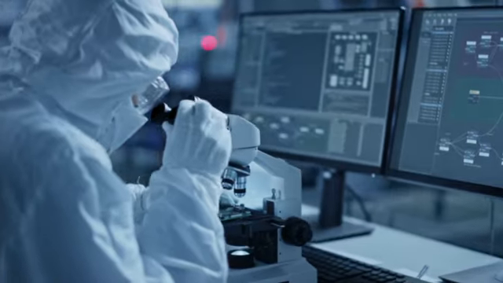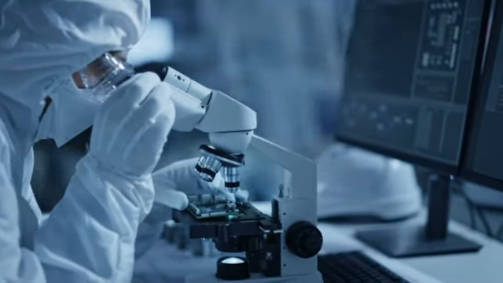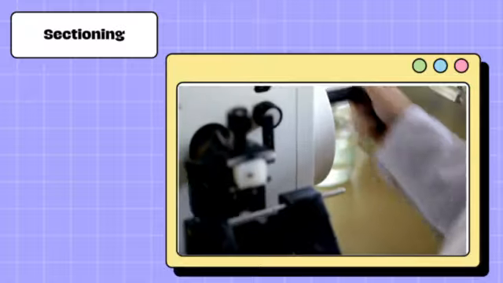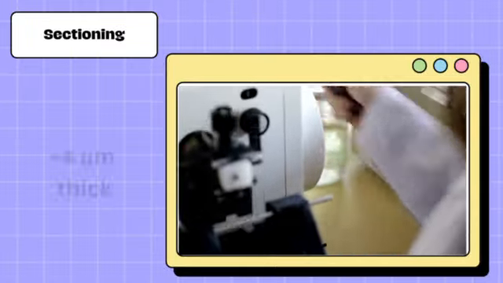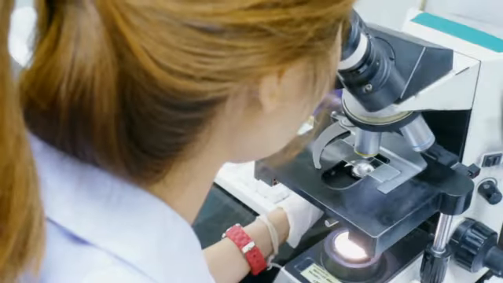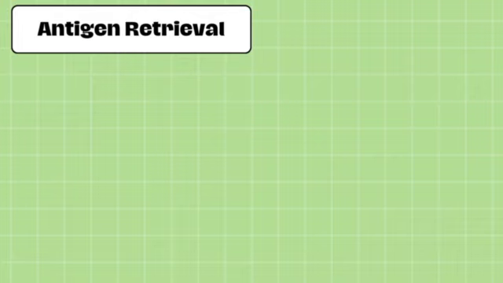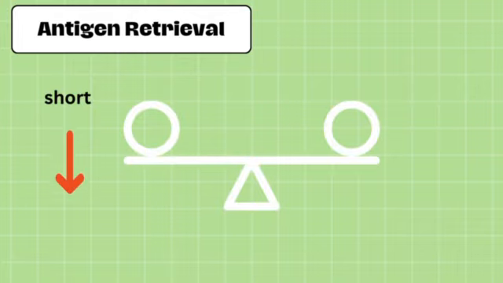In IHC, getting accurate results depends heavily on the precision of your methods. Here's what you need to keep an eye out for in some key steps. When sectioning your tissue, it's critical to ensure each slice is around 4 micrometers thick. Thickness matters because sections that are too thick or too thin can lead to misleading signals, making your results difficult to interpret. During antigen retrieval, the main concern is finding the right balance.